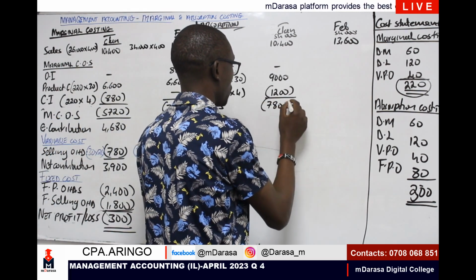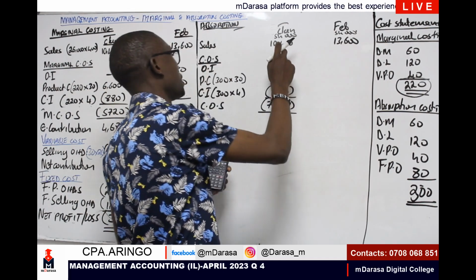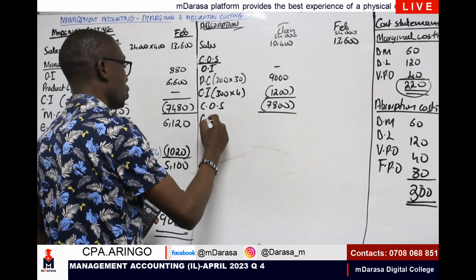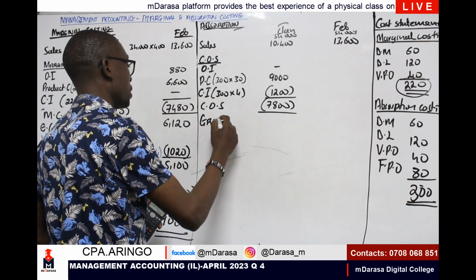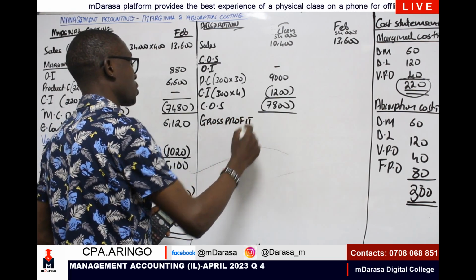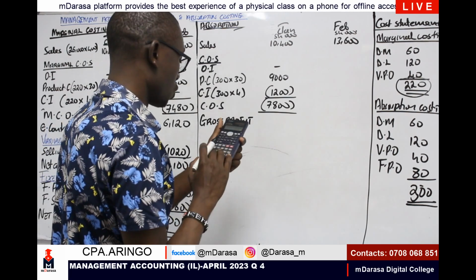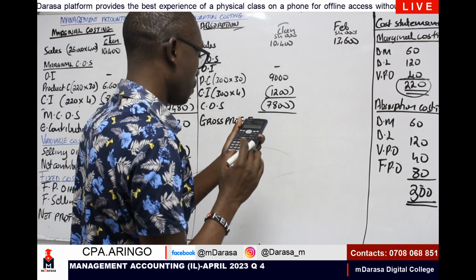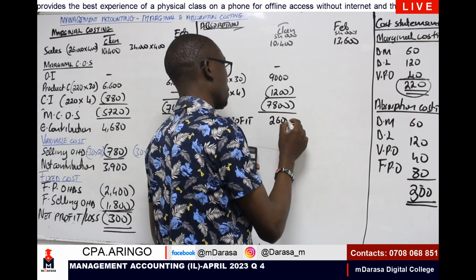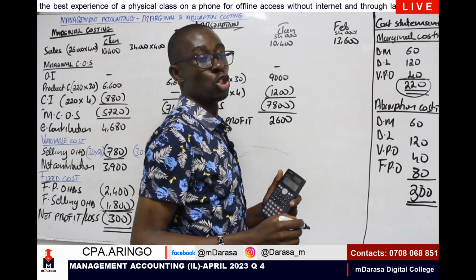So at the end of the day, my sales minus cost of sales should give us our gross profit. This is gross profit. Remember the other one you're terming it as what? Gross contribution, right? So gross profit will be 10.4 minus answer to give me 2.6. Believing that we are on the same page.